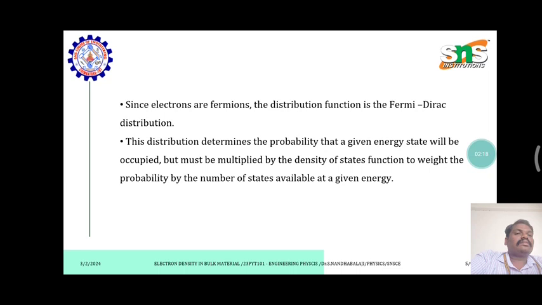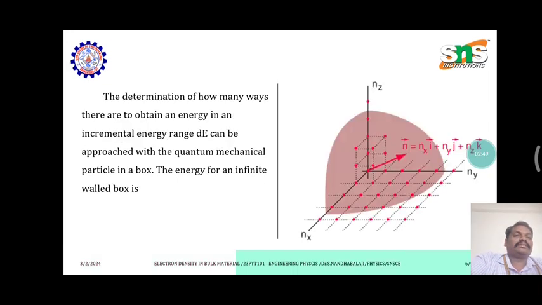Since electrons are fermions, the distribution function is the Fermi-Dirac distribution. This distribution determines the probability that a given energy state will be occupied, but must be multiplied by the density of states function to weight the probability by the number of states available at the given energy.